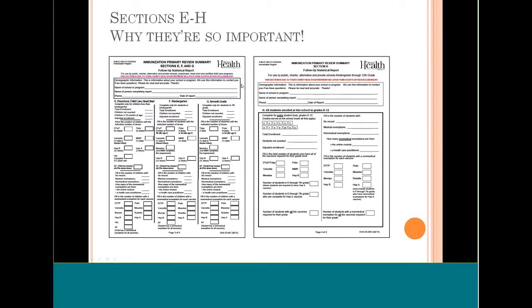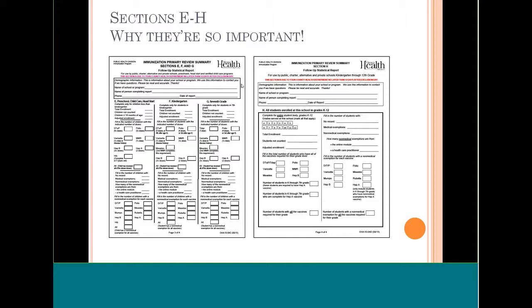So without a doubt, probably the most common errors we find on the immunization reports are on page 3, sections E, F, and G. It's pretty complicated and sometimes not very clear what's being asked of you. And as of last year, there's also a new section on page 4, which is section H. And so I know that for some people that one still feels really new as well.